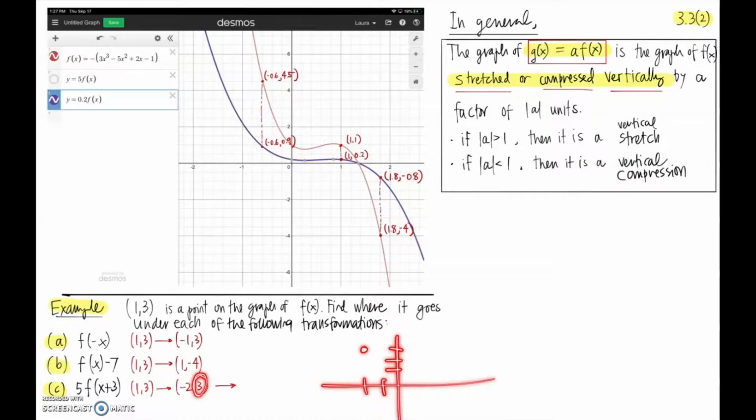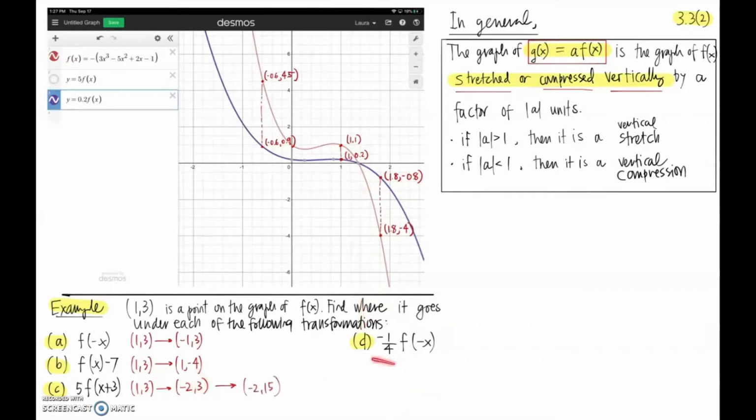And should we add 5? Should we multiply by 5? We definitely want to multiply by 5, because these vertical stretches are by a factor of that number. So 3 is going to get multiplied by 5, and the new y value will be 15. So our x value stays the same, -2, but our y value gets stretched to 15.